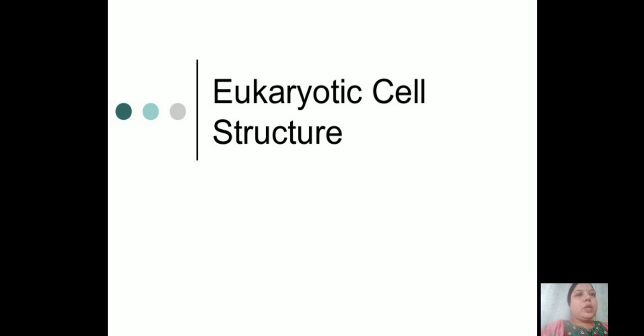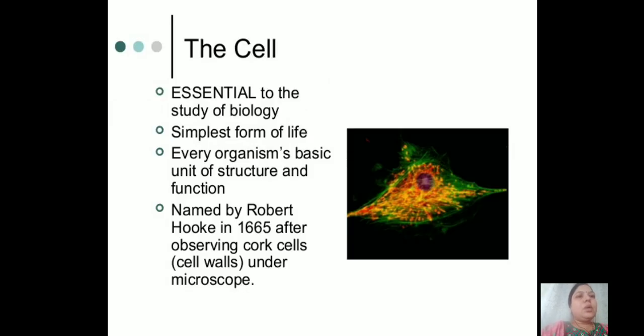Now we are going to learn the structure of eukaryotic cells. It is very essential to study the cells because it is the simplest form of life, and for each and every organism, the cell is the basic structural and functional unit of life. The term cell was named by Robert Hooke in 1665 after observing cork cells under a microscope.